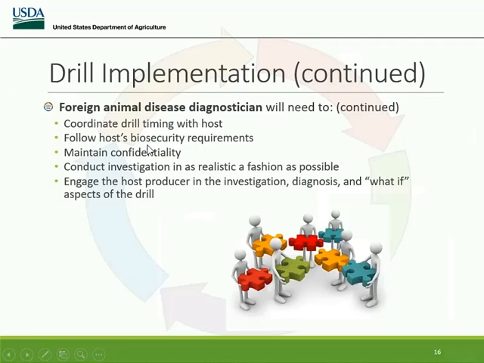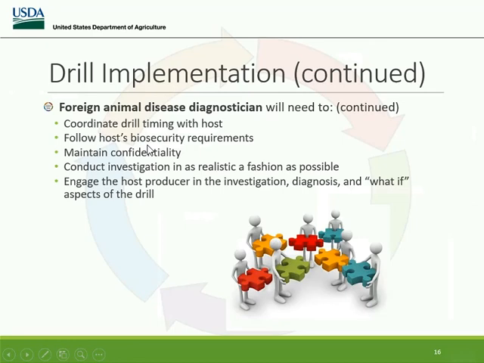They need to conduct the investigation in a realistic fashion, basically talking to the producer as if the mock data and other things that you were seeing or able to ascertain were real, and move forward as if it were a real investigation. And then at the end, again, based on your differential diagnosis, if you're the FADD, work with the producer on the what-if aspects of the drill. If you think it's a high suspicion case of X, what is likely to happen in the future, how long is it going to take to find out, what does the producer need to do until then, et cetera. All that will be part of that interaction between a foreign animal disease diagnostician and the host producer. And that's a really huge piece of the education part of the drill.